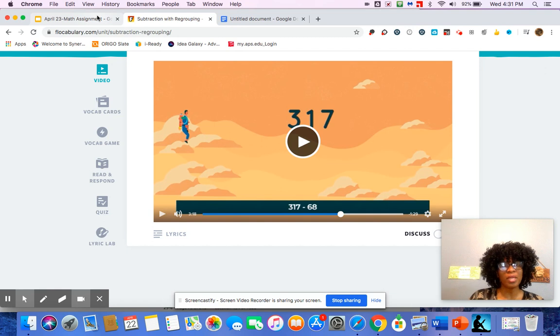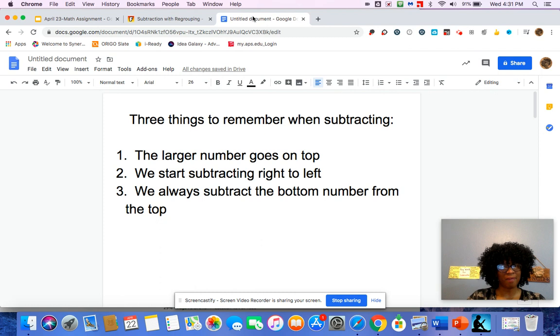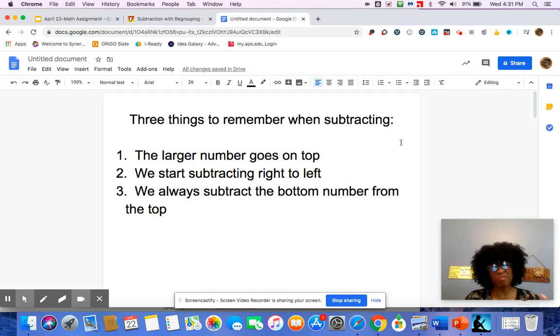But before we get into that, there are just a couple of things that I think we need to remember when it comes to subtraction. Okay, so let's take a look at that. I said there are 3 things that I want you to remember when you're subtracting. And I think most of you remember these almost all the time for the most part, and that's great. But sometimes we need a little reminder, so that's what I'm going to give you today.